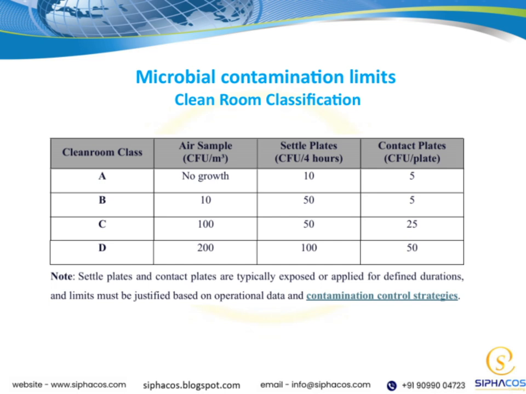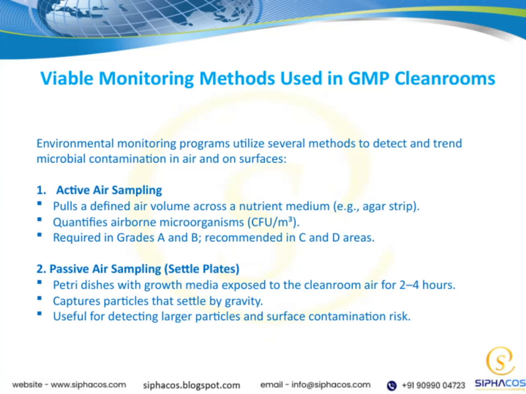This connection between contamination limits and clean room classification is fundamental to our overall goal of ensuring sterile and safe production environments. Now, let's discuss some of the key methods used in environmental monitoring programs to detect and track microbial contamination in air and on surfaces.